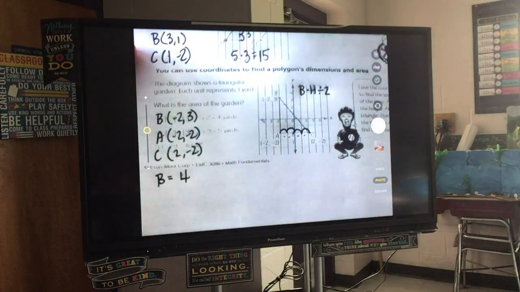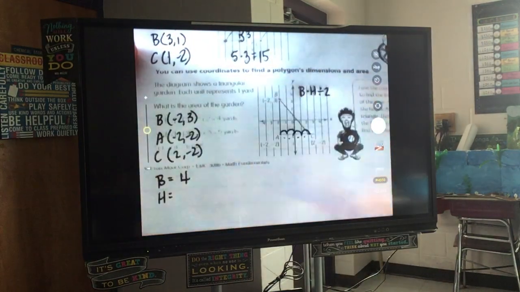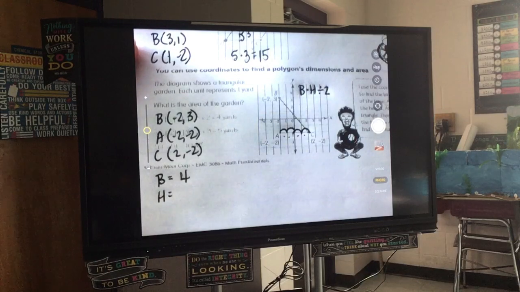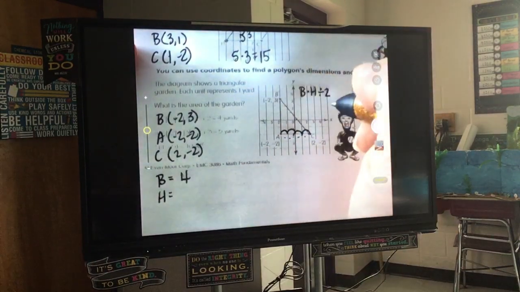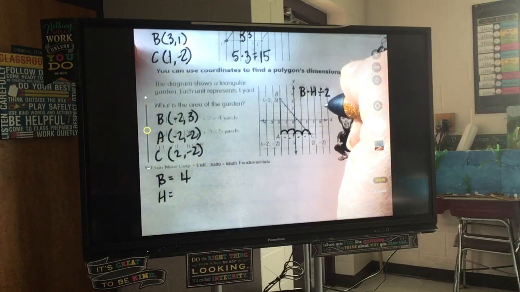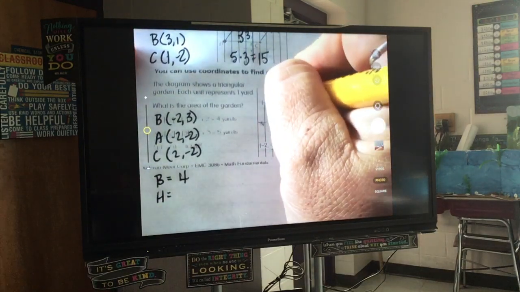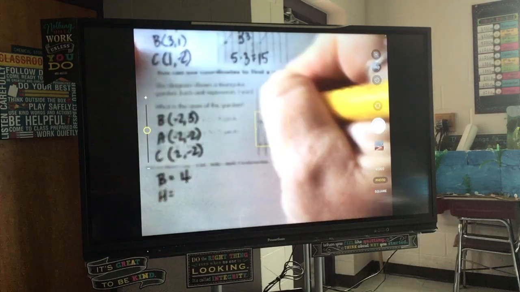Did you get 4 as well? All right. Perfect. What is our height? What's our height? Abby, 5. And what strategy did you use? I needed to have 2. Okay, so you did 1, 2, 3, and then 1, 2, and you got 5.